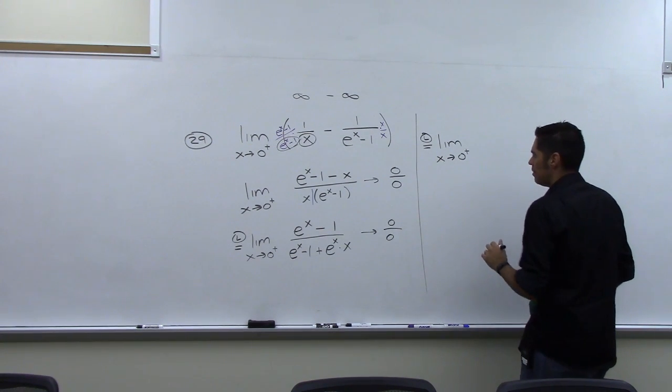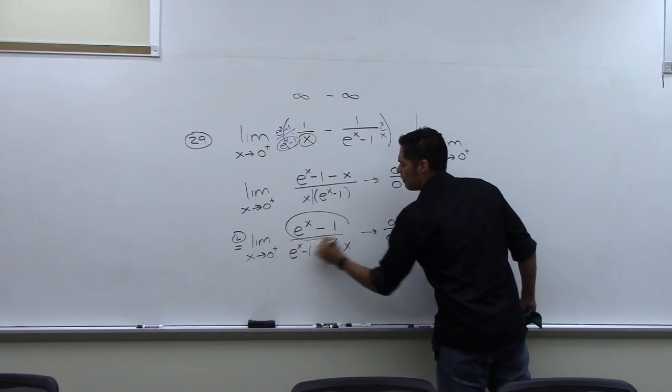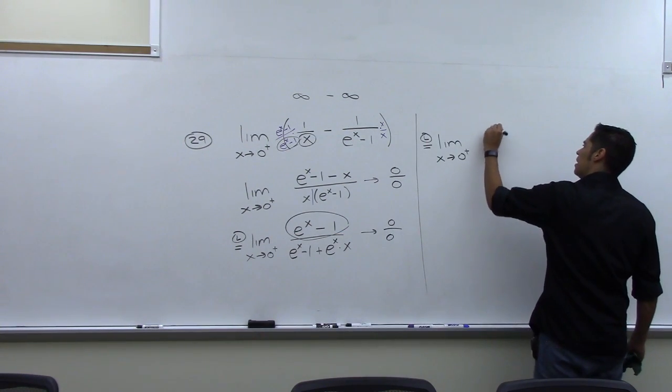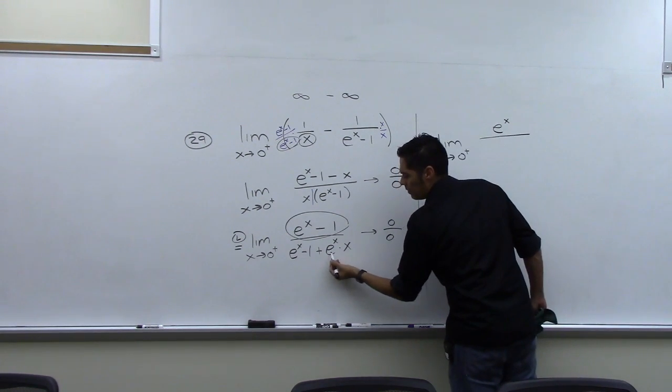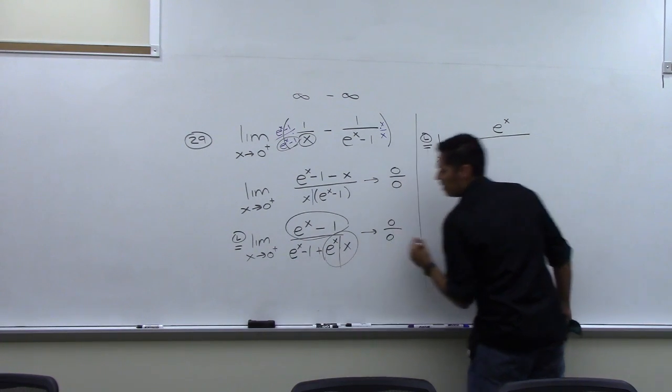I'll just do it just the way it is here. Derivative of the top. Okay, so derivative of the top is just e to the x. Derivative of the bottom, I have to do term by term. And this is a product rule right there between those two. So derivative of e to the x is itself.